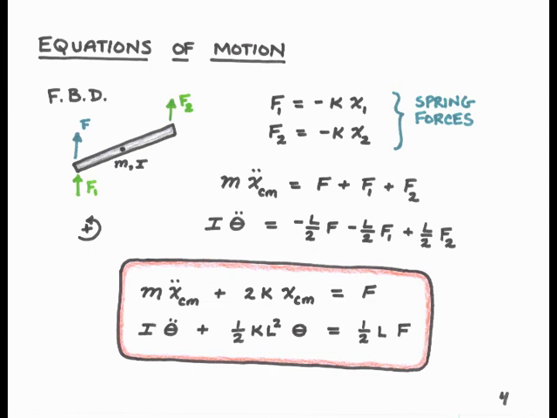So simplifying these equations, I'll find the following. M xcm double dot plus 2k xcm equals F, and I theta double dot plus 1/2 kl squared theta equals 1/2 lF. These are my two equations of motion for the system, one for the motion of the center of mass and the other for the rotational motion about the center of mass. You'll note that both of these are linear differential equations, and so we're free to use all the techniques we've developed in this class on them.